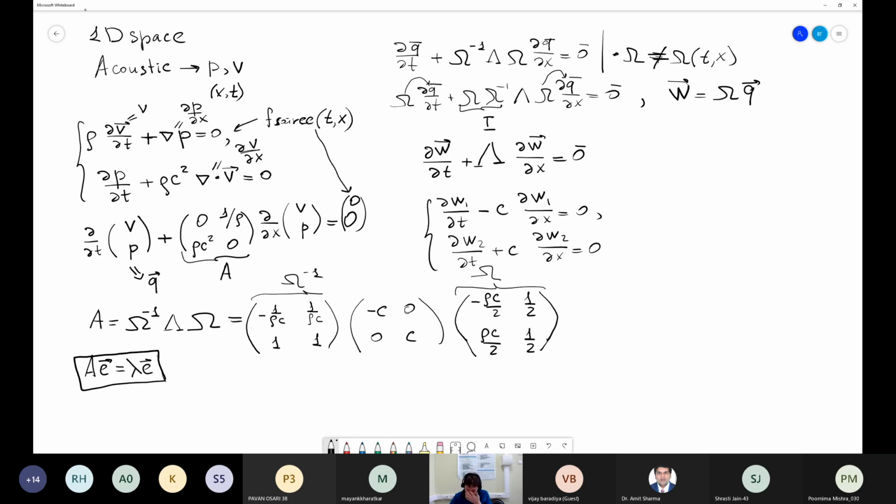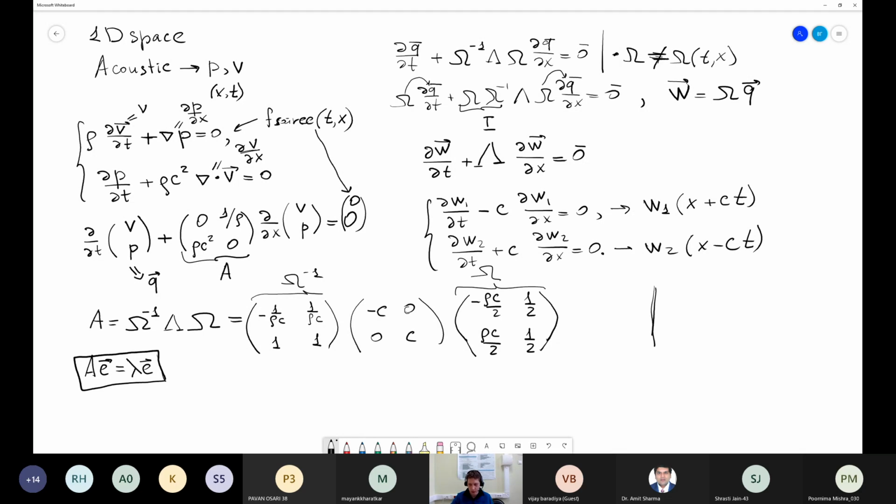So we know that the solution of the first equation is omega equals w1 as a function of x plus ct, where c is the velocity of the propagation of waves, pressure waves, and here w2 of x minus ct. Let's draw these characteristic lines, x plus ct and x minus ct.